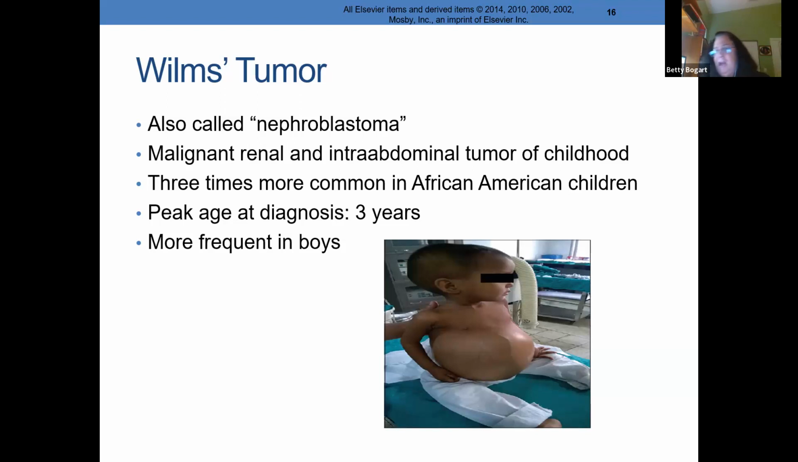Wilms tumor, very interesting tumor. I've seen one in my lifetime. It's a kidney tumor, and it's in African-American children, more frequently in boys, and they're right around 3 years old.